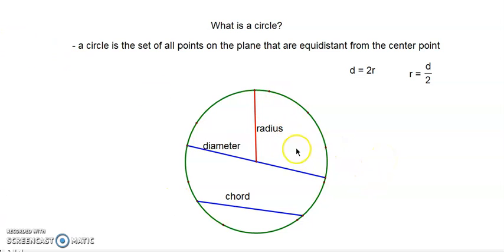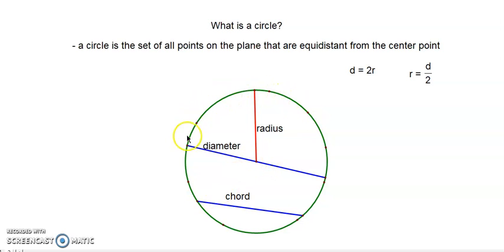Now we have our three measures of the circle. Now the radius and diameter are used quite often. The chord is not used that much, so we're not going to be using the chord, but just know what it is. It's like a diameter, but it does not go through the center. Actually, the diameter is a chord. It's a chord that goes through the center.